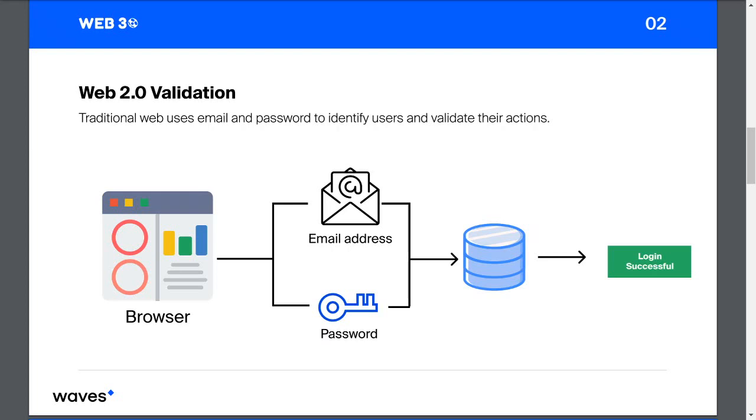Now, the traditional web uses email and passwords to identify users and validate their actions. Simple. So you as a person, you are known on a website by your email and your password. You get that? Now, this is an illustration that shows how it works. Here is a browser. You can use it to log into a website where you have an account or where you conduct any activity online.